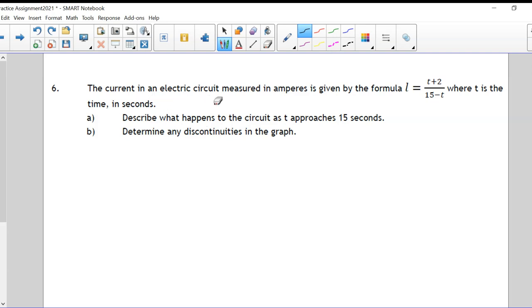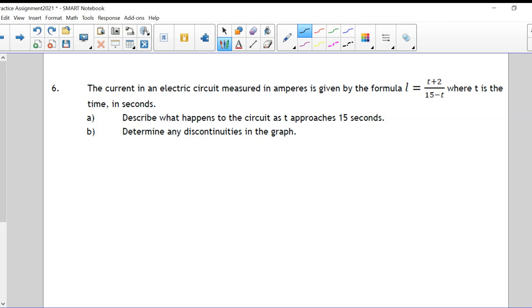Electrical circuit, the current is measured in amperes, is given by this formula, where T is the time in seconds. Describe what happens to the circuit as T approaches 15 seconds, and determine any discontinuities in the graph. This shouldn't take us too long. If we can have an idea of what this looks like on a graph, we can easily answer what happens to the circuit as T approaches 15 seconds.